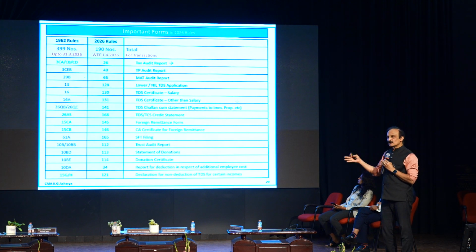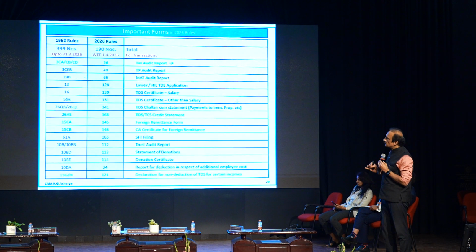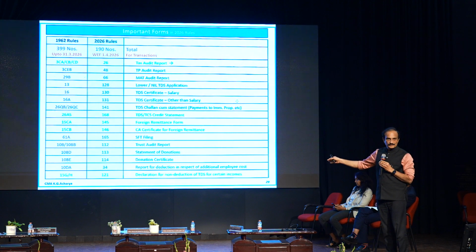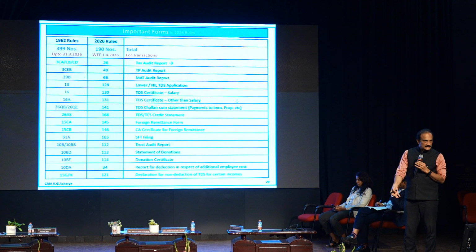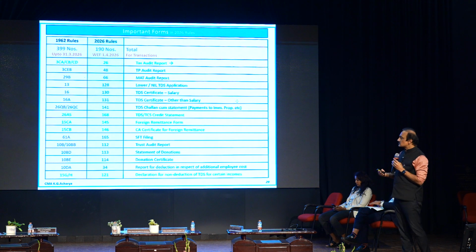The AAS will continue as AAS. That was not under any particular form. Right? So it was AAS only. So 26A has become 168. 15CB, which chartered accountants give as a certificate, is becoming 146. 15G, 15H: from 1st of April, the new form that you have to give is 121.